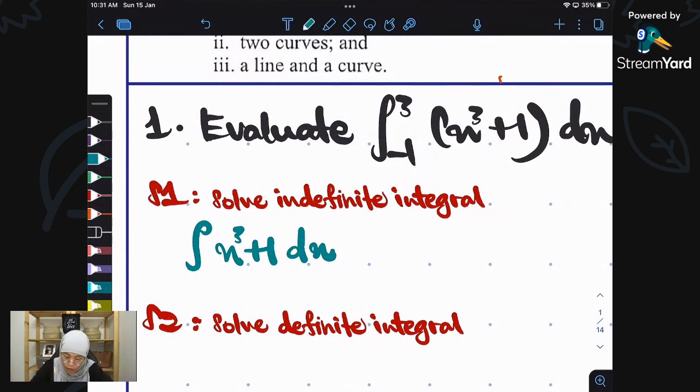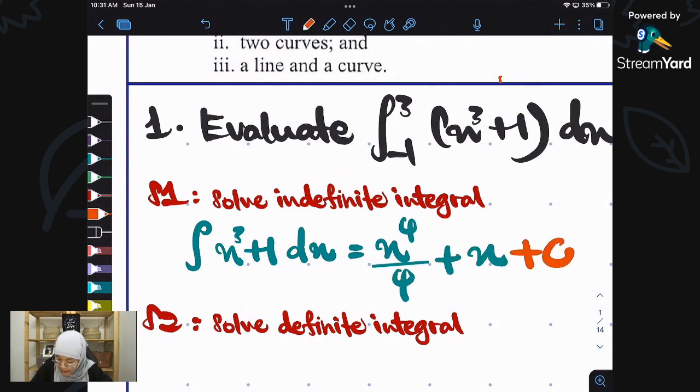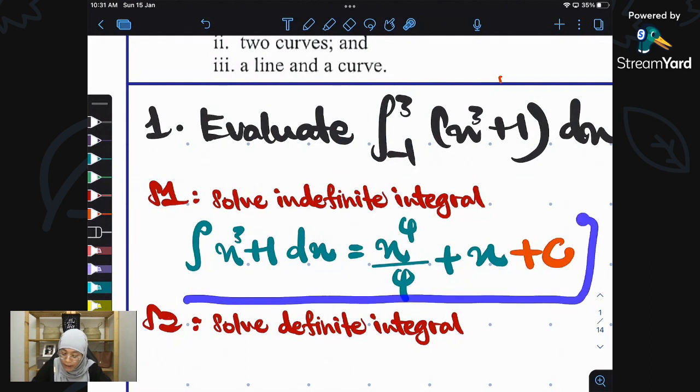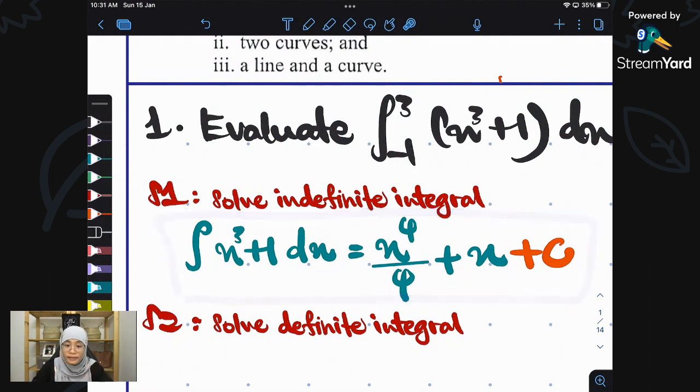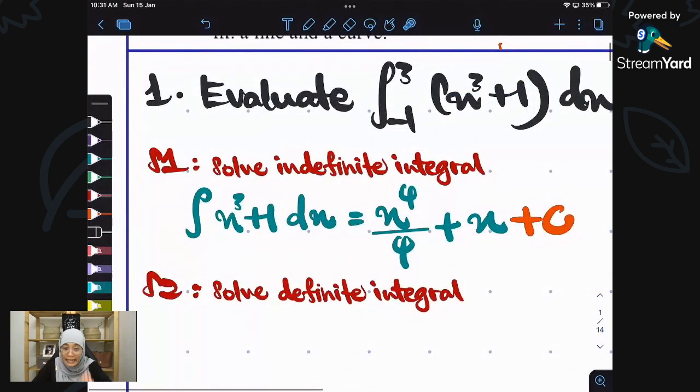We integrate it with respect to x. We will get x to the power 4 over 4 plus x, and then we put plus c. This will give you 1 mark. So please write down a very proper indefinite integral, meaning without the limit yet. The first step is without the limit.